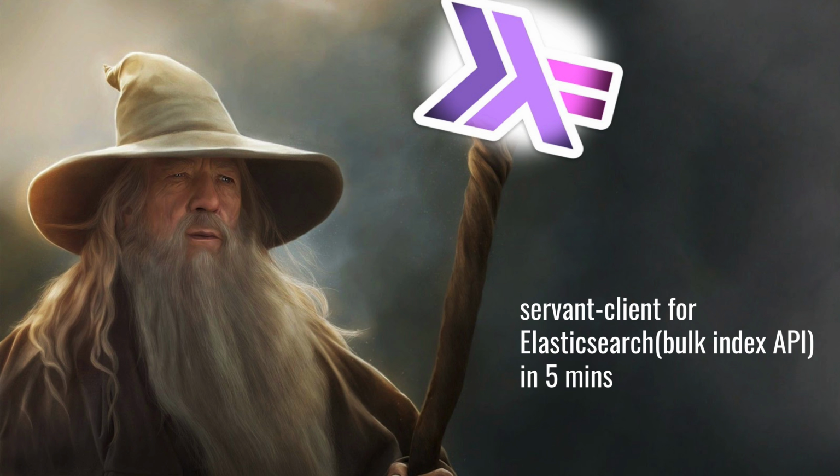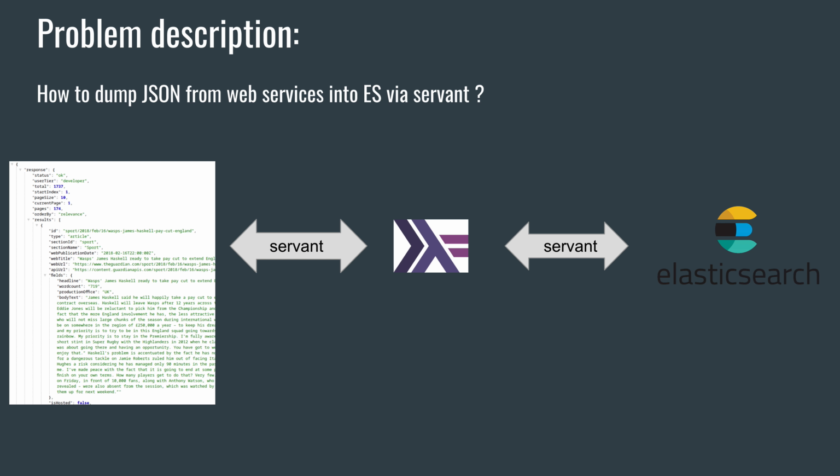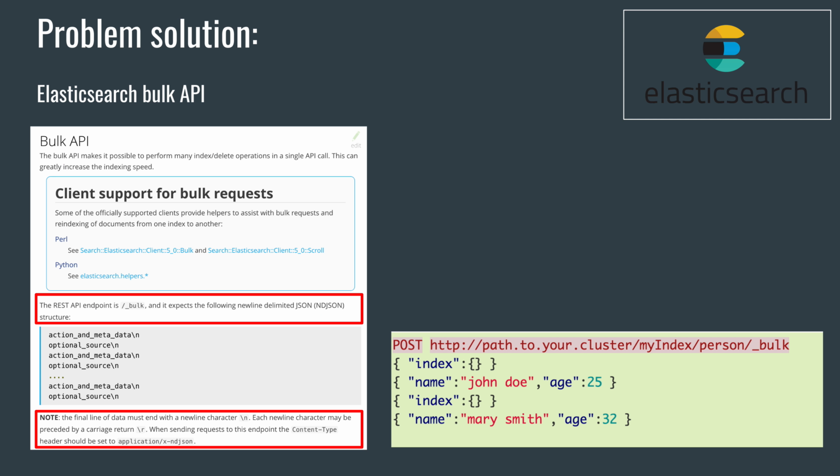Today we're going to see how to talk to Elasticsearch in Haskell with the Servant client library. In the previous tutorial, we've seen how to get the data from the web into Haskell. Now, oftentimes the next step would be to dump that data into a database for further processing. Here we'll be using Elasticsearch as an example. Now let's see how to do that.